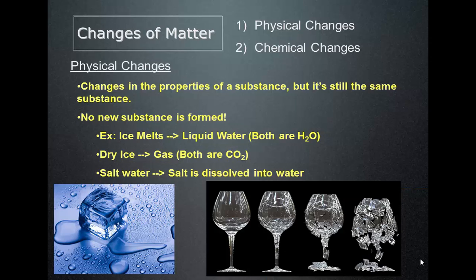How is that different from a chemical change? A chemical change changes the appearance and state. Changes of state of matter are physical changes. Melting, evaporating, freezing, those are always physical changes.